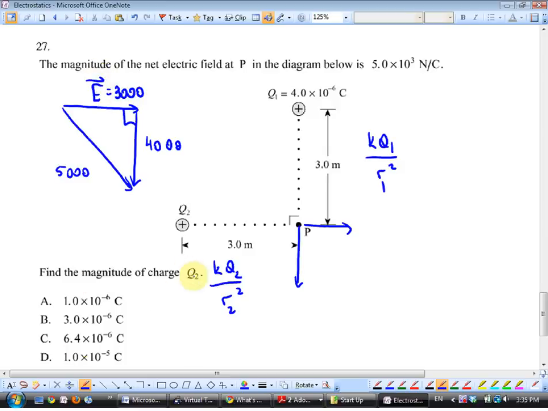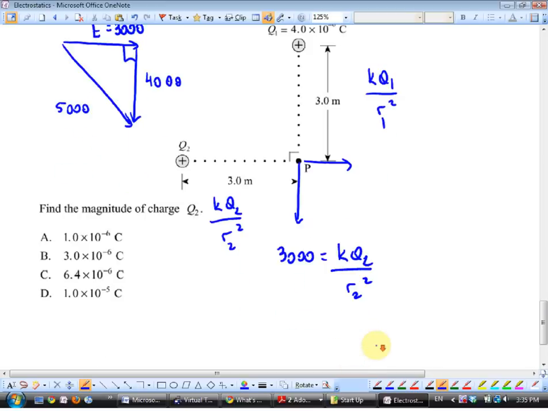That's not what we want as our answer. They don't want the electric field. They want the charge. So here's what I know. 3,000 equals kQ2 over R2 squared. They want Q2. Angela, how would I get Q2 by itself? Times by R2 squared and divide by k, okay.